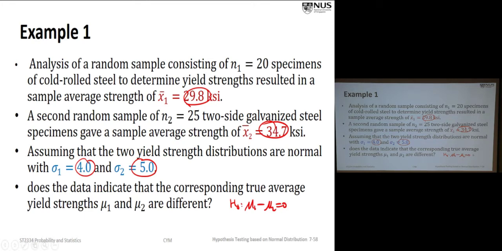What is the alternative? I could set mu1 minus mu2 bigger than 0 or mu1 minus mu2 less than 0. We don't have any preference, so the alternative is not equal. Unlike in the previous example, where we asked whether the new procedure is better, so we tested mu less than 8, this time we don't favor whether this method is better than the other, because it was not mentioned in the question. All right? And we assume that it's normal. So we just proceed.